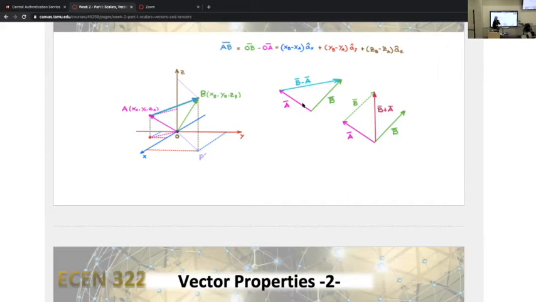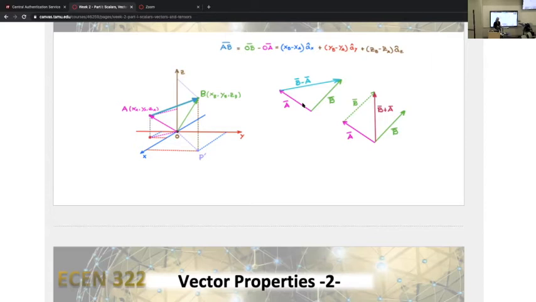So it has a direction from A to B. And when you do that, you subtract like this. So that's going to give you the vector. Then now here, you got your two vectors, A and B. And then the question is, how do we find the sum and the difference?